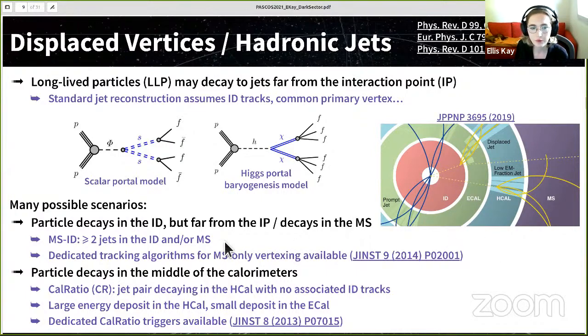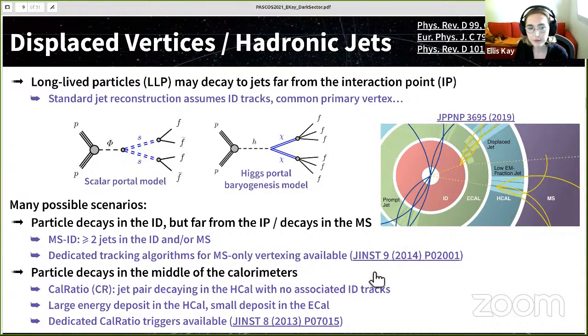So for example, if we have a decay that's in the inner detector but occurs far away from the interaction point, or a decay that only happens all the way out in the muon spectrometer, we sometimes call these MSID searches, and these might require dedicated tracking algorithms, which rather than tracking all the way from the center, look at muon only tracking or tracking later on in the ID.